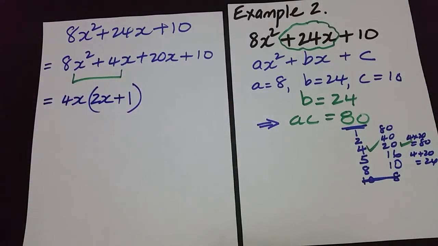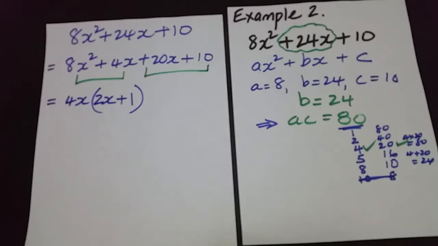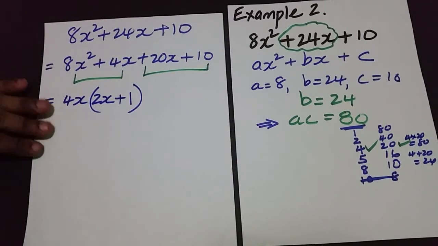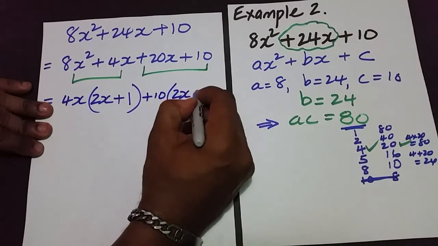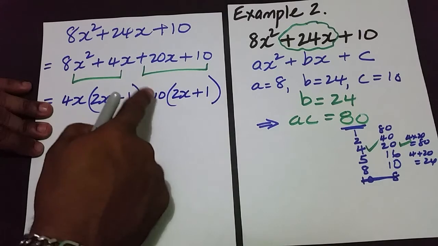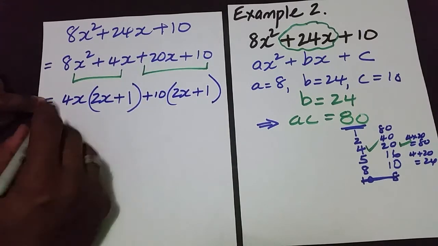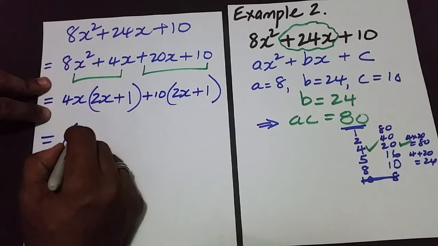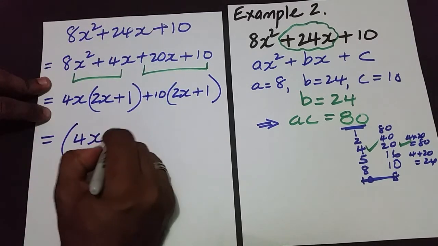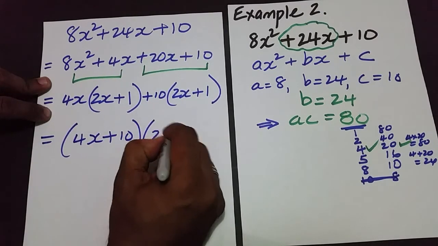Now, to deal with the back 2. So if you look closely here, positive 10 can be factored out. So you would have 2x here and plus 1, because 10 times 2x gives me 20x, and 10 times 1 gives me back 10. So the final answer after factorizing this quadratic expression would be 4x plus 10 that we got from here, and then 2x plus 1.